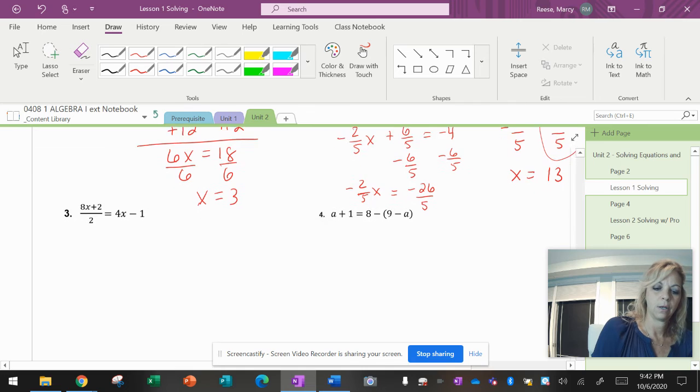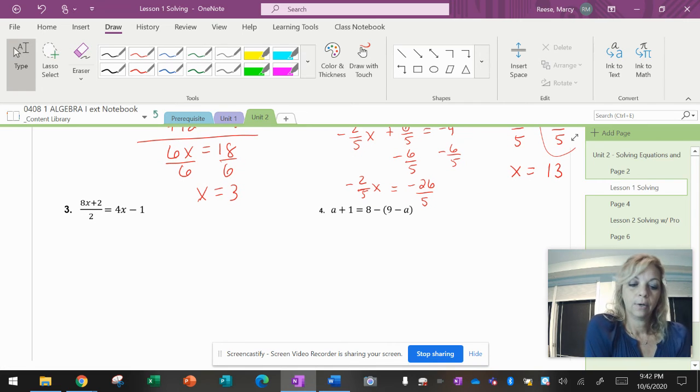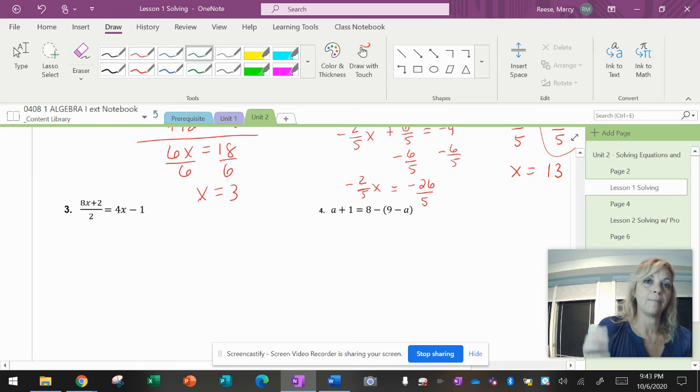Let's do green. Okay, so for 3, oh boy, I have a fraction. No big deal, none at all. It is divide by 2, right? So that 8x plus 2 divided by 2. The opposite of dividing by 2 is multiplying. So multiply this side by 2, and whatever I do to one side, I just have to do to the other. So when I multiply this side by 2, those 2's cancel out.